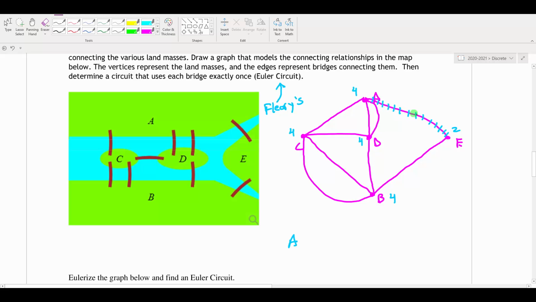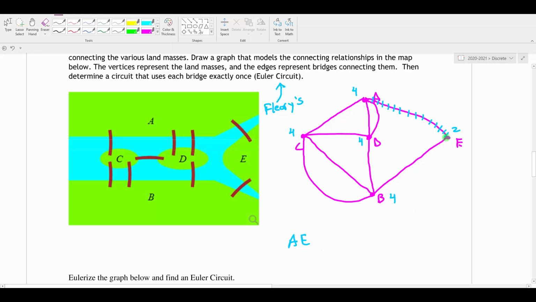So I'll put these little dash marks through the line, and that'll represent that edge has been deleted. And you can use that method on your paper too. I think it might be a little bit easier. All right, so I'm going to go from A to E, and I'll add E to my circuit. All right, and then I'm going to do the same thing.